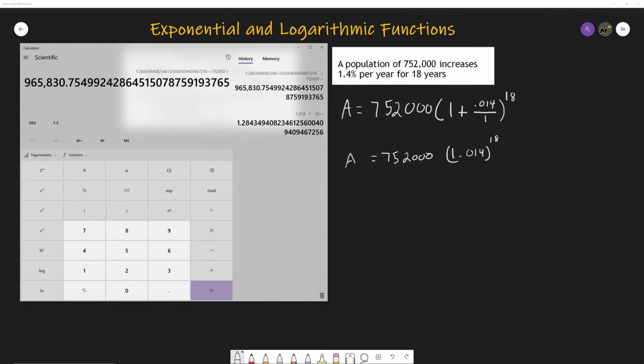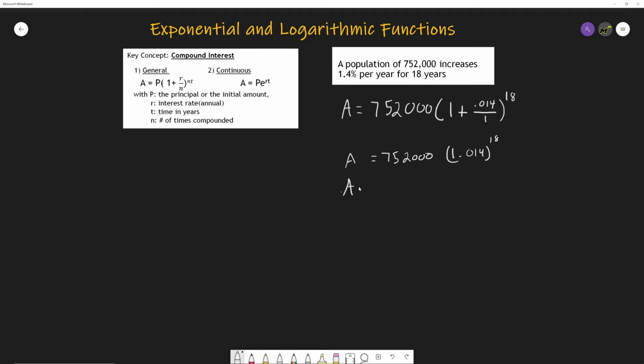965,830.75. Well, you can't really have 0.75 of a person, you can't have 3/4 of a person, so let's go ahead and round this to a full number. And so our amount, our population will end up being 965,831. We'll round up.